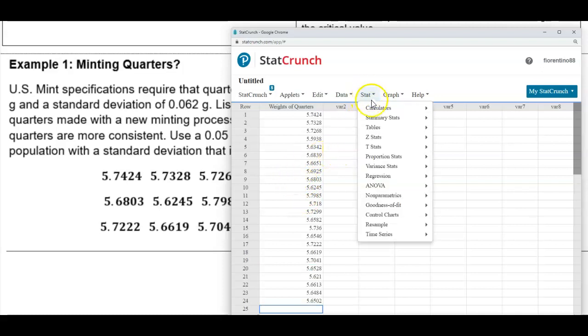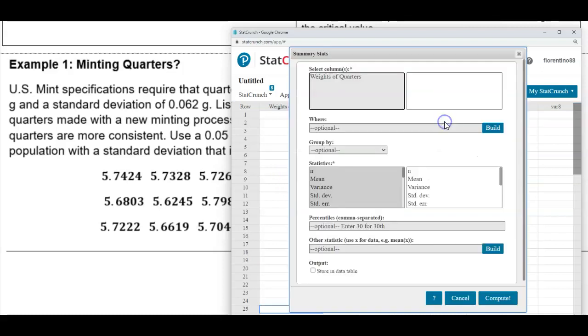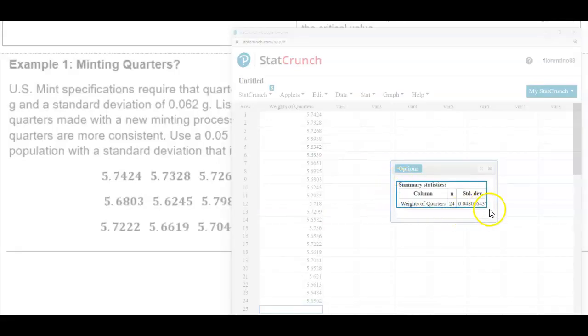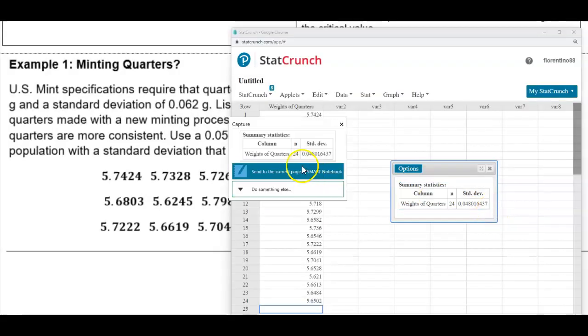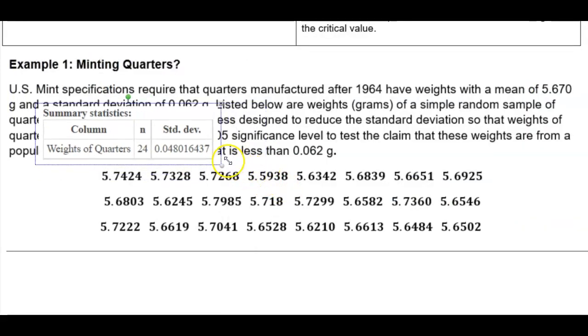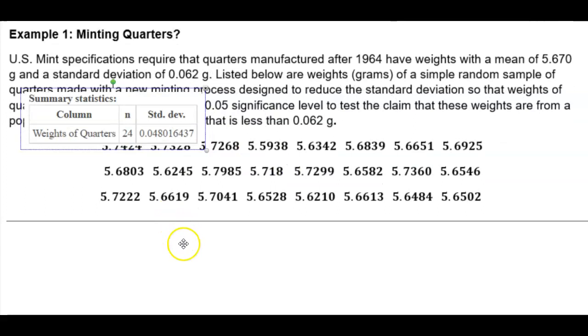So if we go to Stat, go to Summary Stat, select Columns, we're going to select the weights of quarters. Make sure we select N and the sample standard deviation, and then select Compute. And so I'm going to copy this information. So there is our N and there is our sample standard deviation.